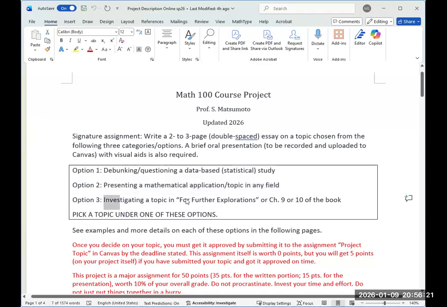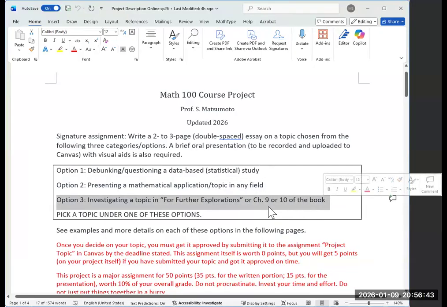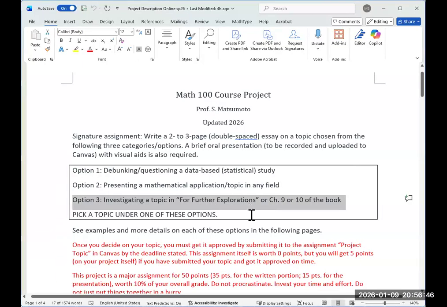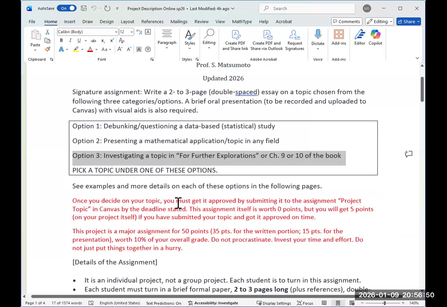Option number three is to pick a topic from the textbook, either in the Further Explanations section, which is at the end of every chapter, or a topic from chapter 9, or from the newly added chapter 10 of the textbook. Okay, so this may be the easiest way to pick a topic because you just pick from a list of topics listed in one of these sections, right? So that's what you do first.